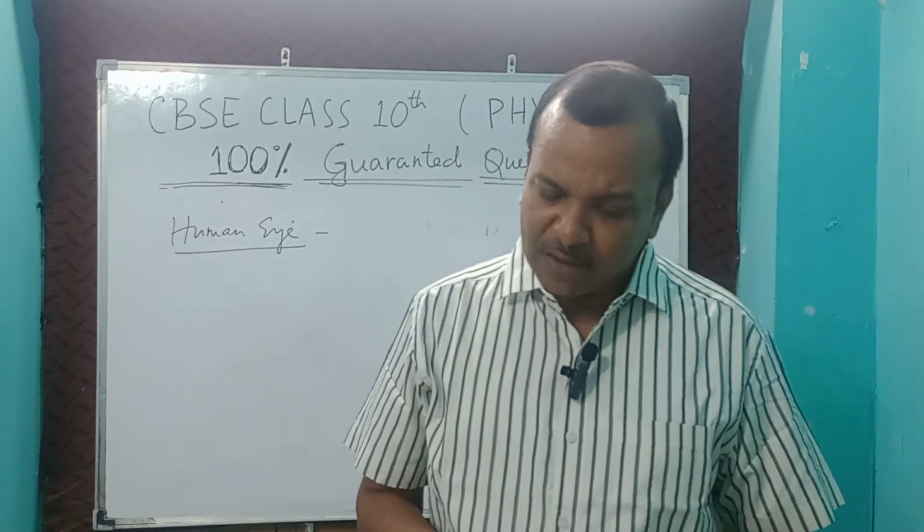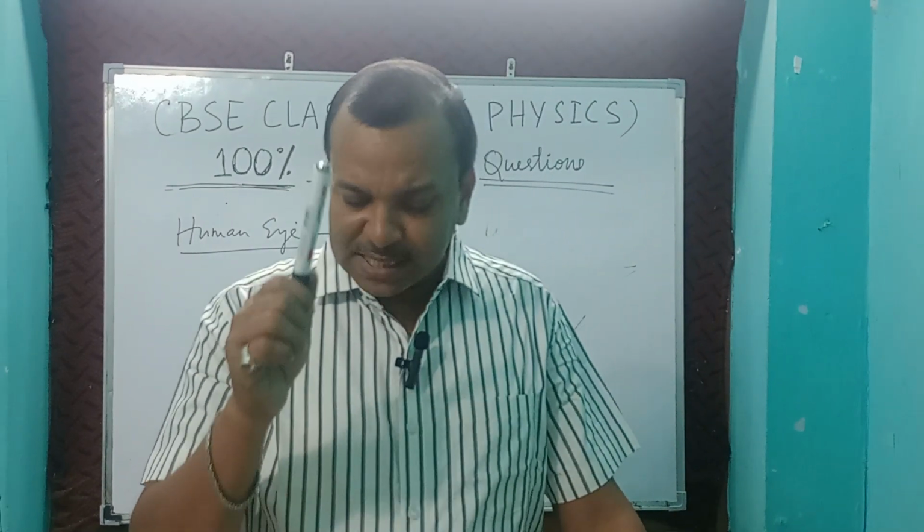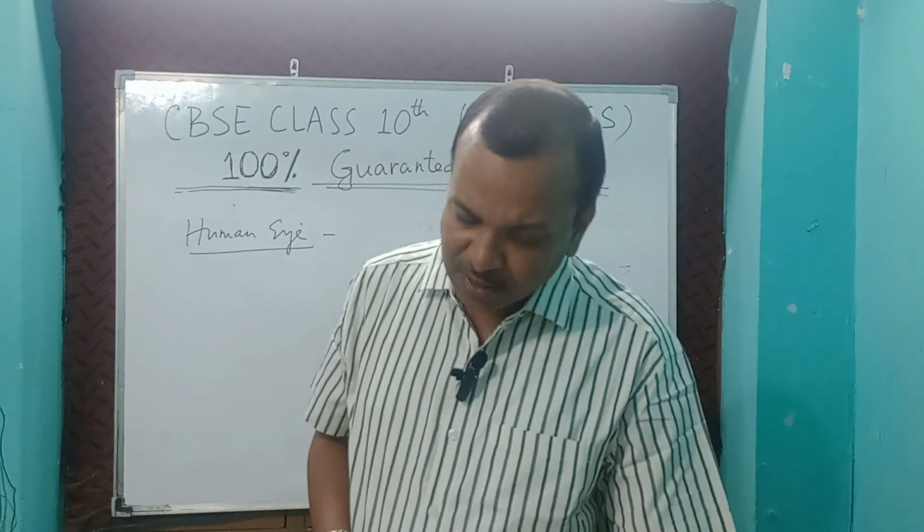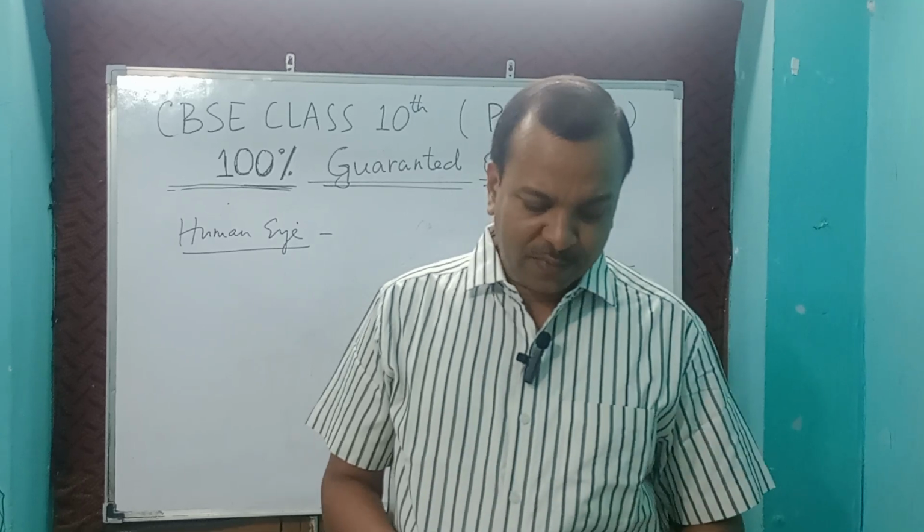The far point of a myopic person is 80 centimeters in front of the eye. What is the nature and power of the lens required to correct the problem?